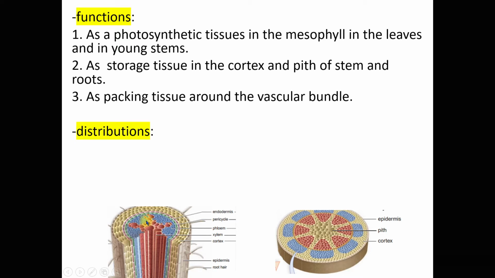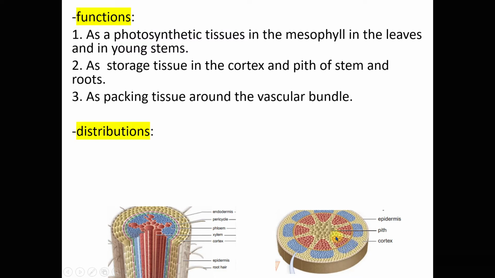Okay, sini pun sama juga, ada parenchyma tissue atau parenchyma cells. And then another function of parenchyma tissues is as packing tissue around the vascular bundle. So ini vascular bundle, betul kan? It consists of the xylem, phloem, and vascular cambium. So di mana parenchyma tissue ini? Tepi ni, at the sides here, as packing tissue around the vascular bundle.